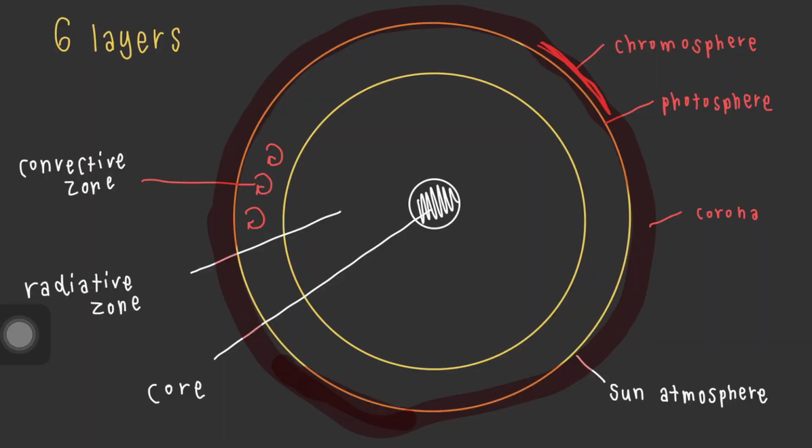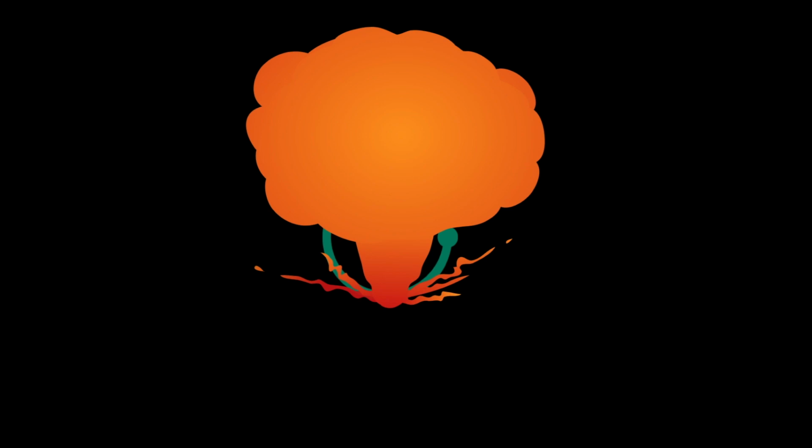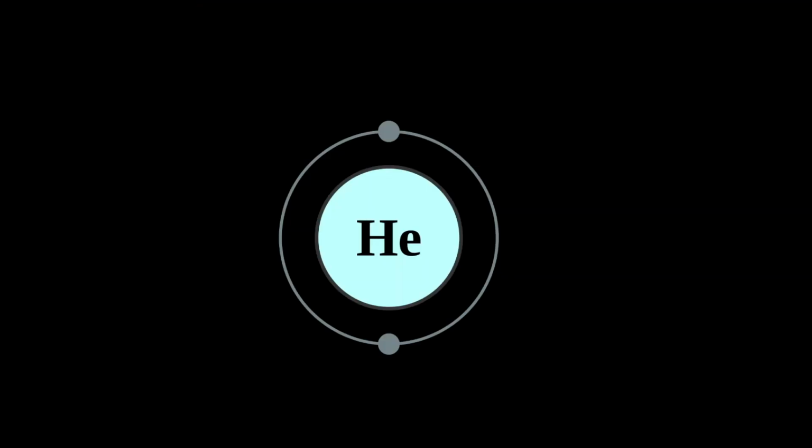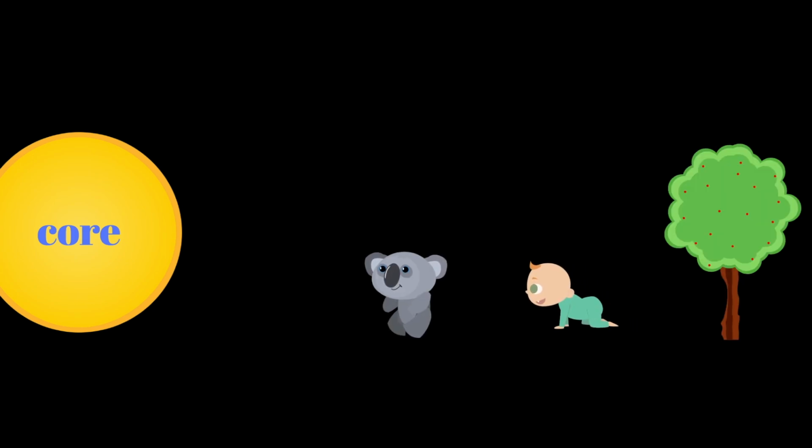The core is the innermost layer of the Sun. Due to its mass, the gravity of the Sun is so massive that the hydrogen gases are compressed, then begin the process of nuclear fusion to form helium, then emit a huge amount of heat energy that is able to radiate through the solar system and create every life on Earth.